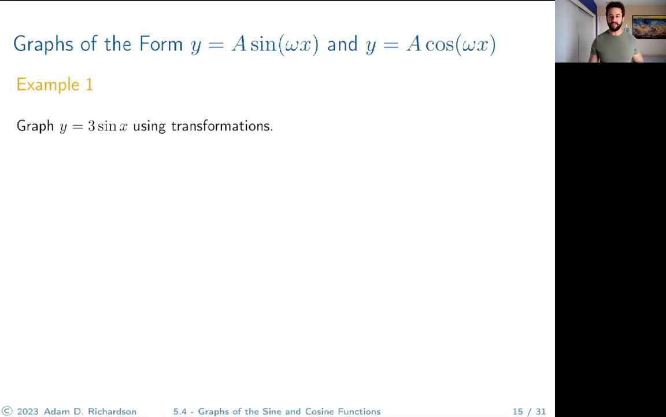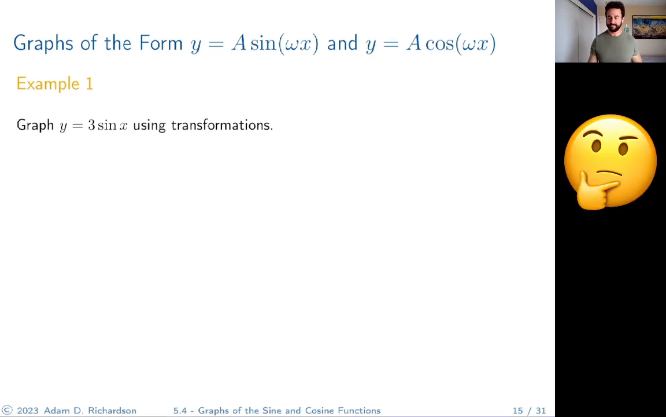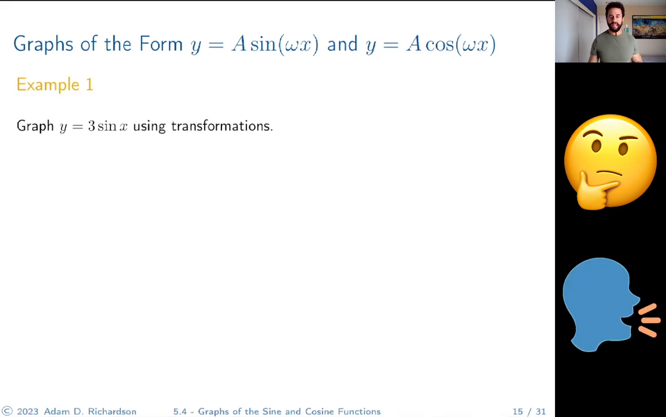Okay. All right. So let's try an example. Let's try to graph y equals 3 sine x using transformations. For this one, I want you to try to think about it on your own for just a second. What would it look like? Now try to say something out loud to yourself. What do you think the graph would look like?